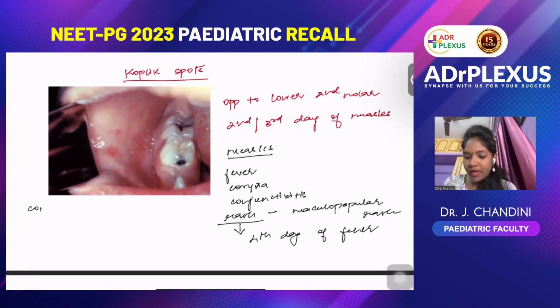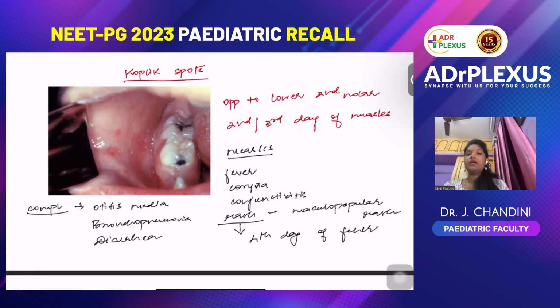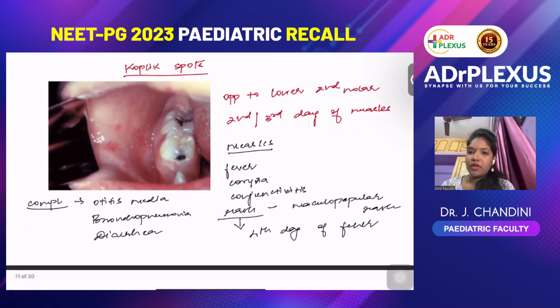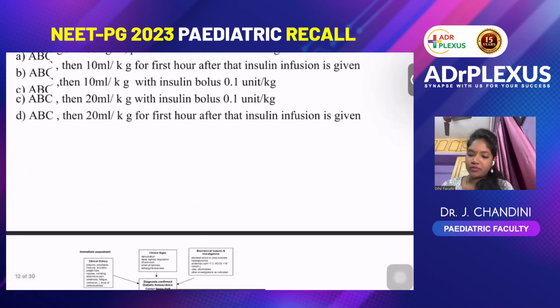Now, what are the complications of measles? You will have otitis media, bronchopneumonia, and diarrhea. These are a few complications of measles. Okay, now let's move on to the next question.